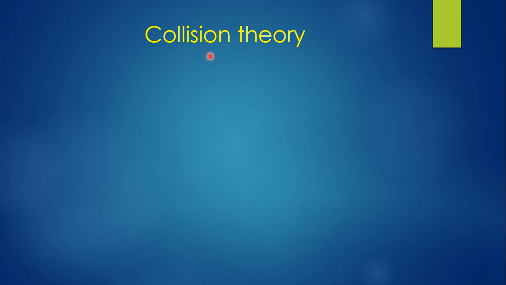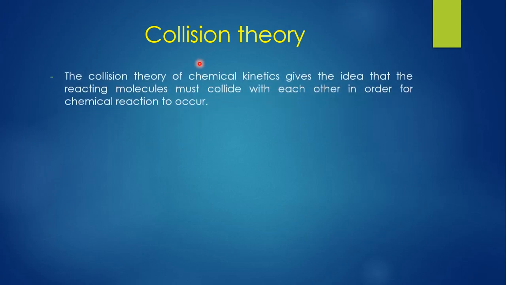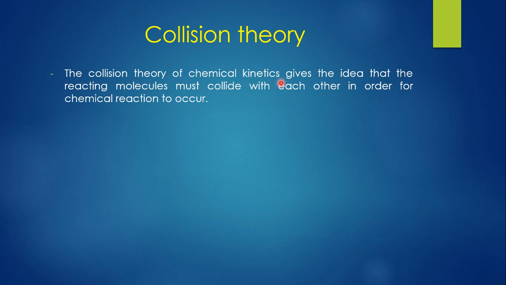So let's start with the collision theory. What's the collision theory? The collision theory of chemical kinetics gives the idea that the reacting molecules must collide with each other in order for a chemical reaction to occur. So for any chemical reaction to occur, the reacting molecules must collide with each other, or be in physical contact with each other, so that they produce a chemical reaction. If there is no collision between the reacting molecules, or no physical contact between them, then don't expect any chemical reaction.